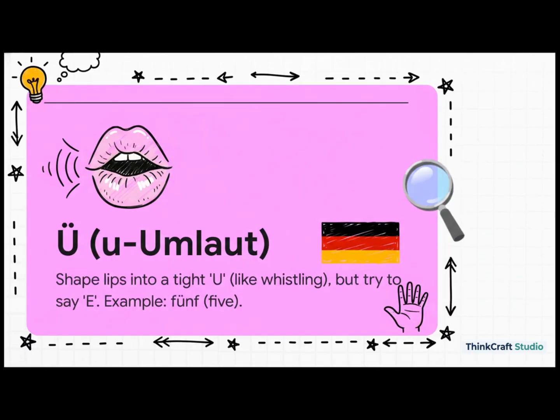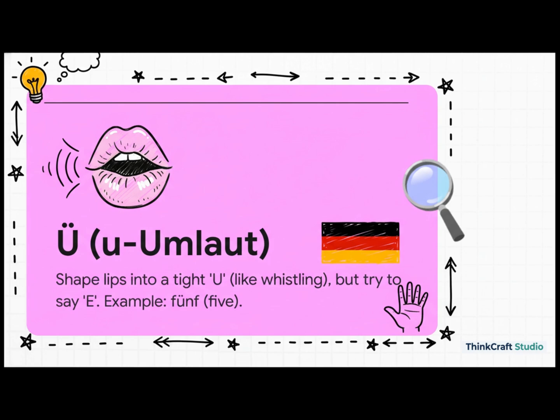And the Ü works the same way. This time, purse your lips like you're about to whistle, a really tight U shape. Okay? Hold it, and from that position, you guessed it, try to say E again. It's a very front of your mouth kind of sound. Let's try it with the number 5, fünf.